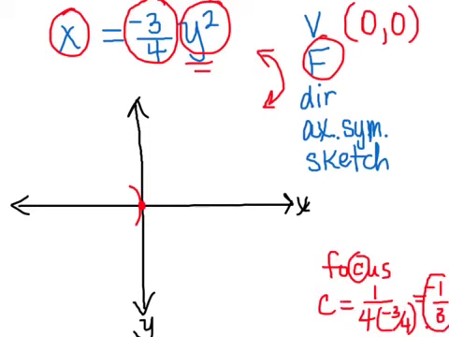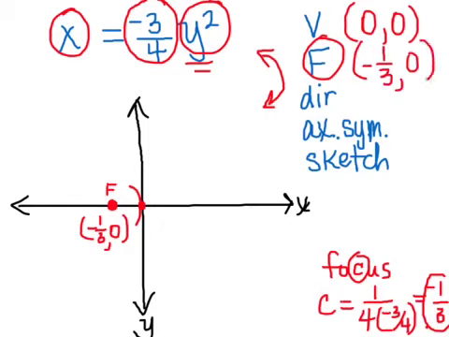So that tells us where our focus is going to be. It's going to be a distance of 1/3 in the negative direction away from the vertex, and so this is going to be our focus, and it's going to be at the point (-1/3, 0). And so we can write that up here.